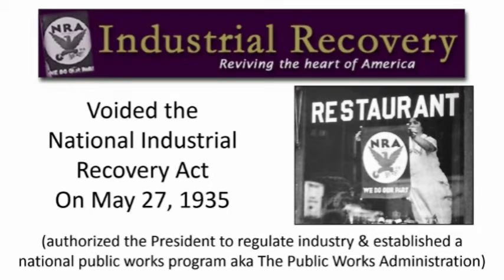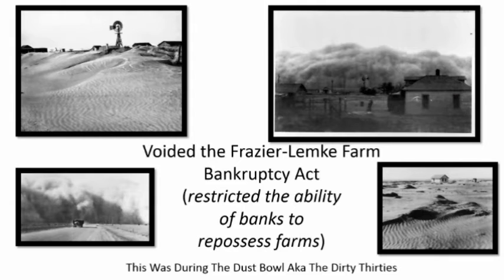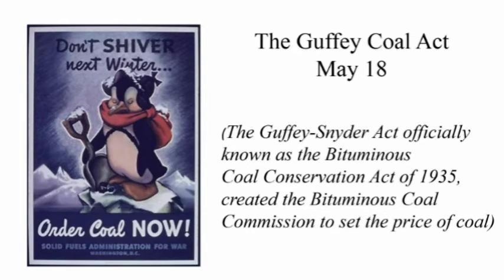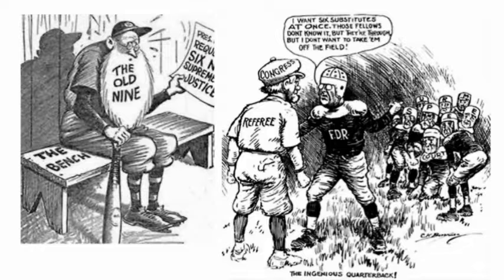On May 27, 1935, in a crushing defeat for Roosevelt, it voided the National Industrial Recovery Act and the Frazier-Lemke Farm Bankruptcy Act. It struck down the Agricultural Adjustment Act on January 6, 1936, the Guffey-Coal Act on May 18th, and the Municipal Bankruptcy Act, and a New York state law setting minimum wages for women on May 25th. Enraged, Roosevelt decided to subdue the court.